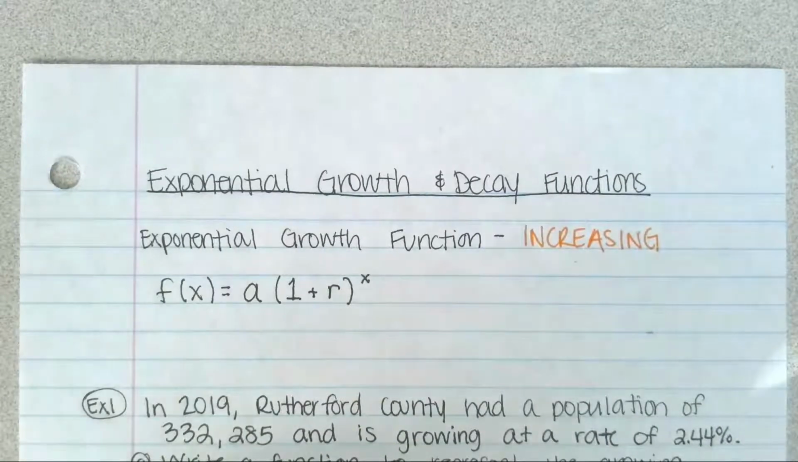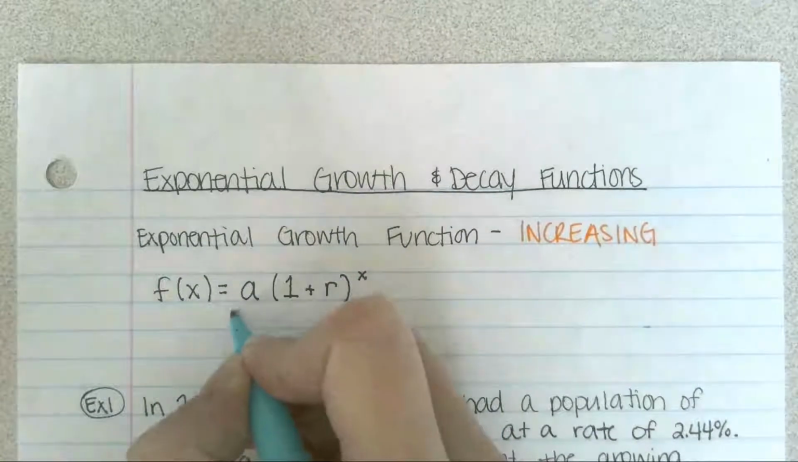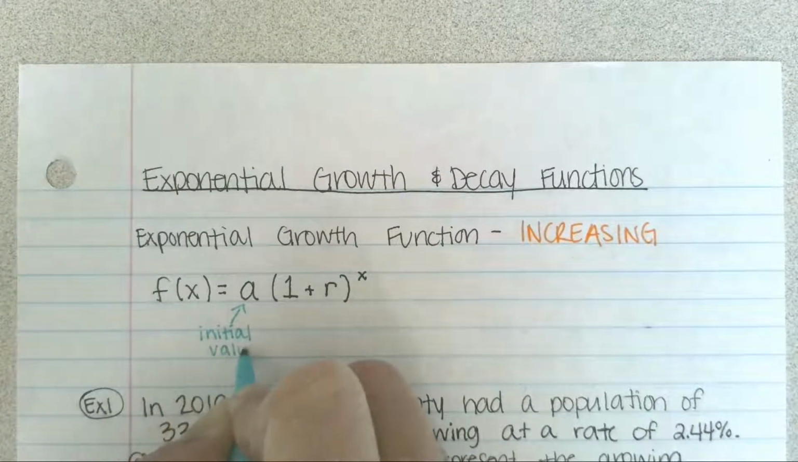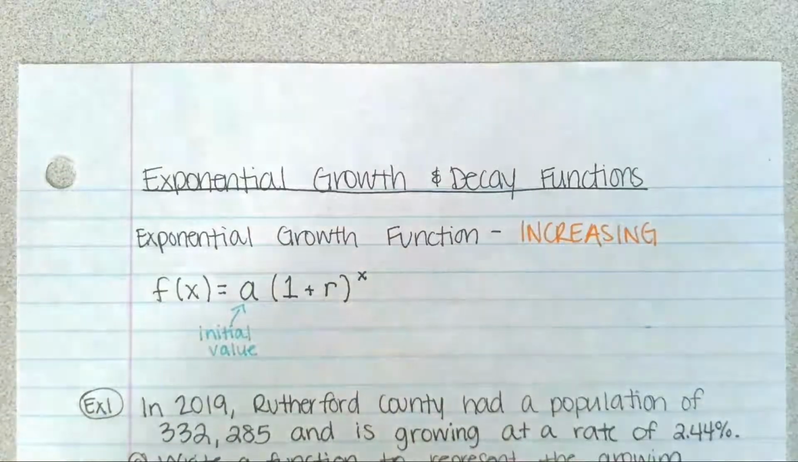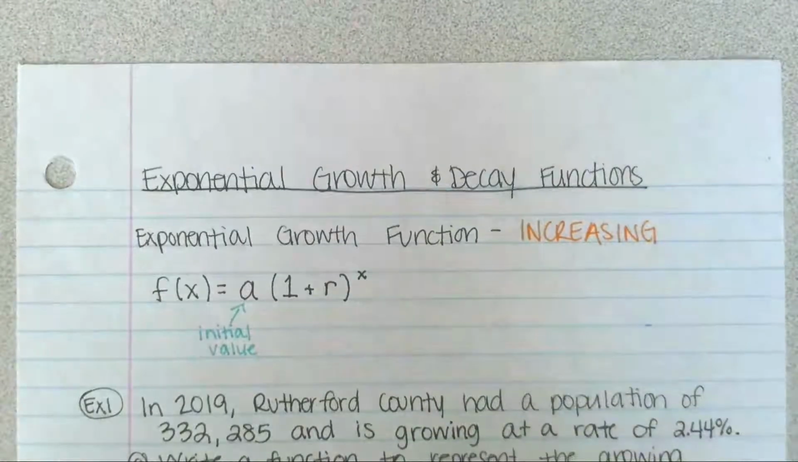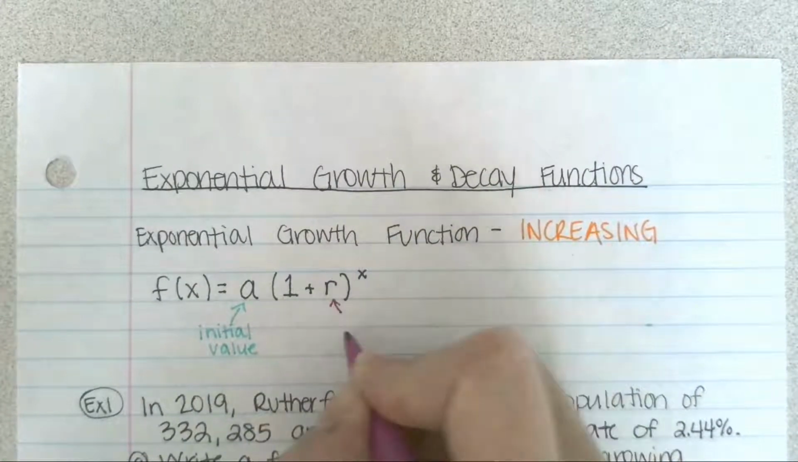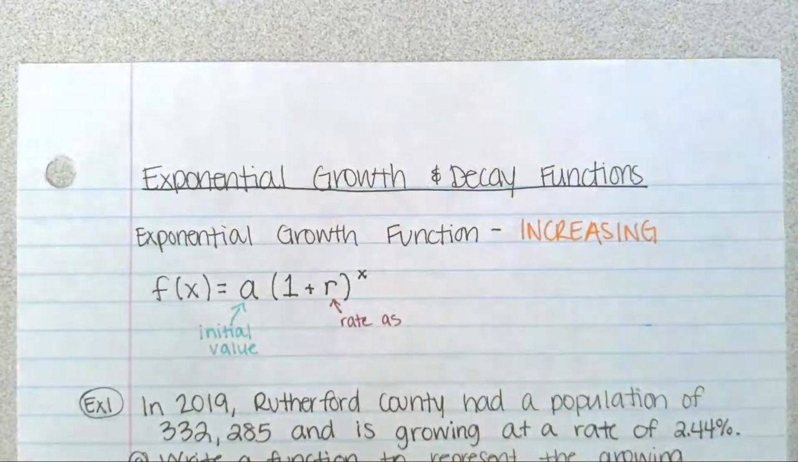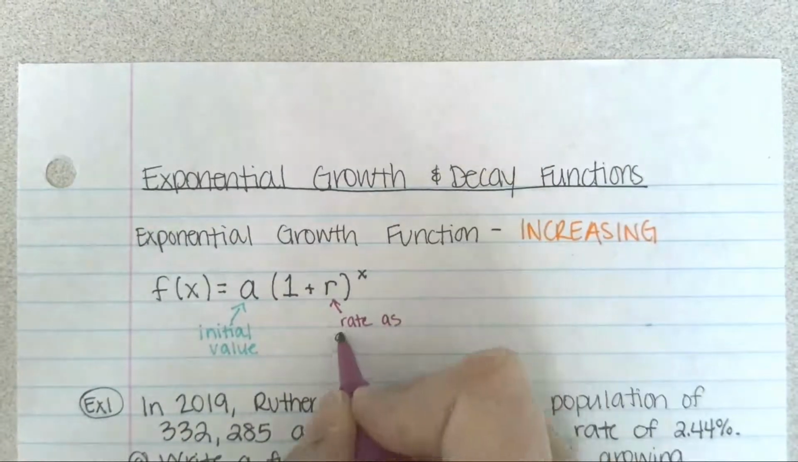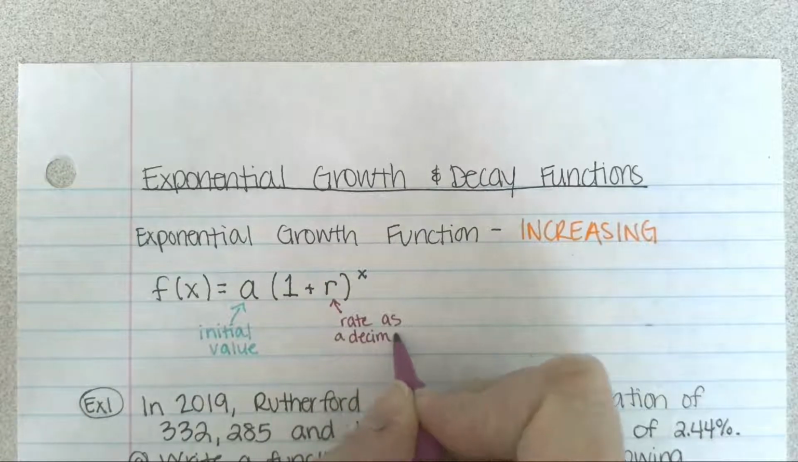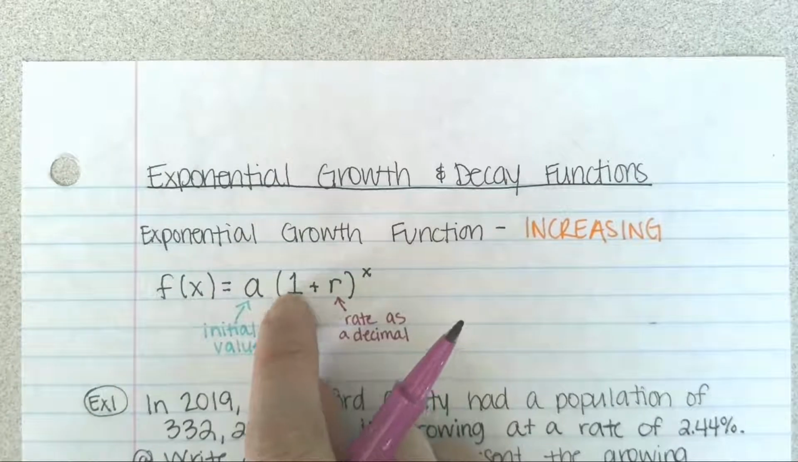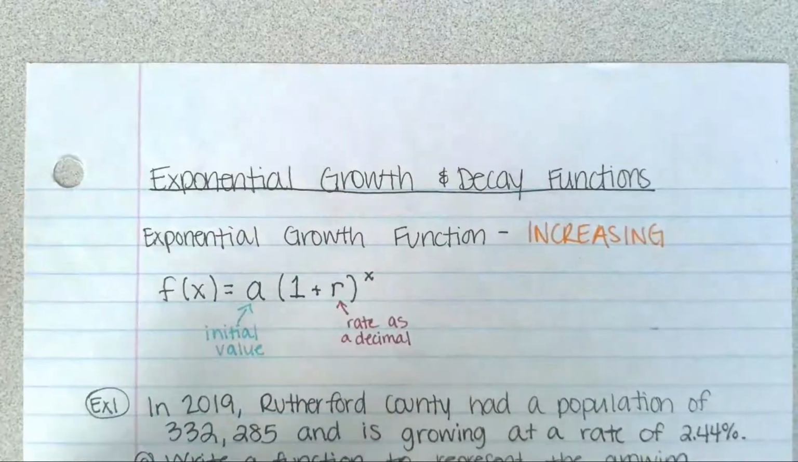In this, a is going to be our initial value, or our starting amount. r is going to be the growth rate as a decimal. They're going to give you the rate as a percent, like it's growing at 5%, and then we're going to write that as a decimal. This is always going to be 1 on the inside. It is always 1 plus the rate. That 1 does not ever change.